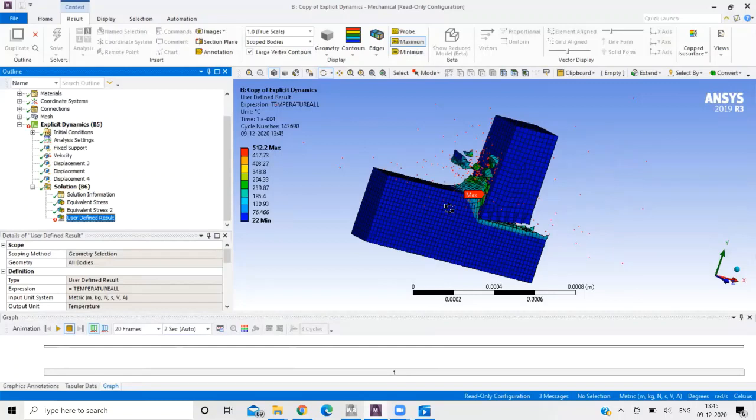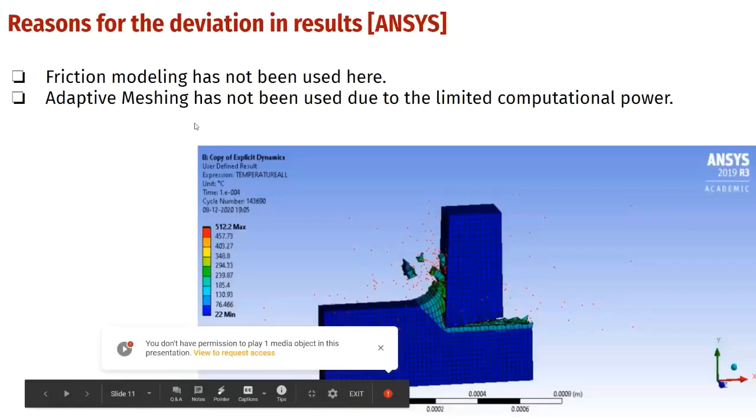Here, the maximum temperature is found to be in this region, and it is around 512 degrees Celsius, which is around half of the value that was found in the paper. So, what are the reasons for this deviation in the temperature that we got? One of the reasons is that in the ANSYS analysis we haven't used friction modeling, and also adaptive meshing is not used because of the limited computational power.